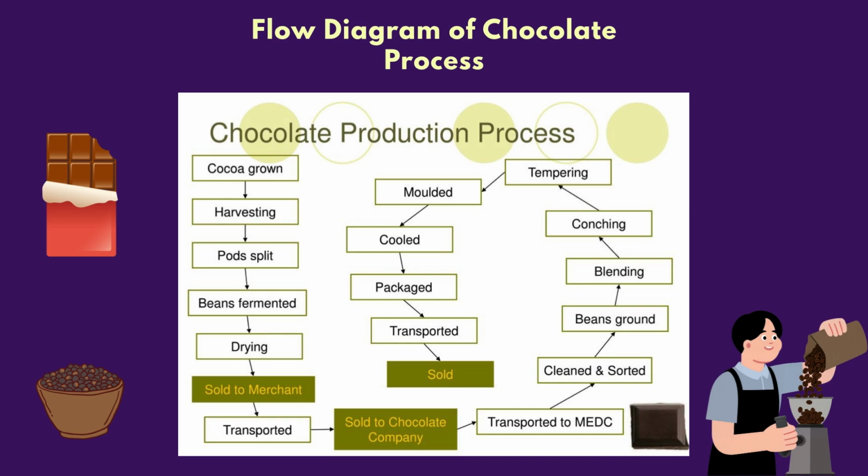Next, the beans are cleaned, sorted, and ground. After that, they are blended and go through conching and tempering to improve texture and flavor. Finally, the chocolate is molded, cooled, packaged, and transported for sale. This process shows how cocoa beans are transformed into finished chocolate products.